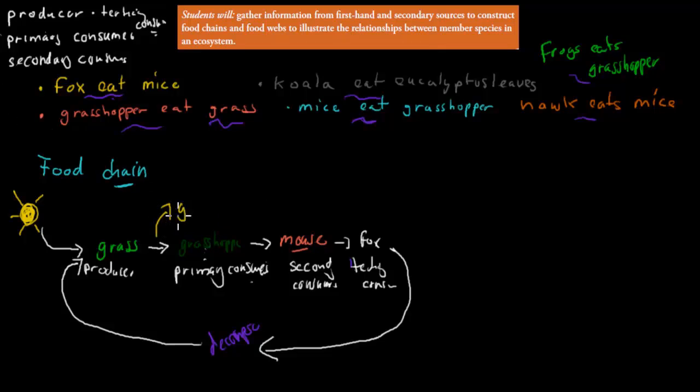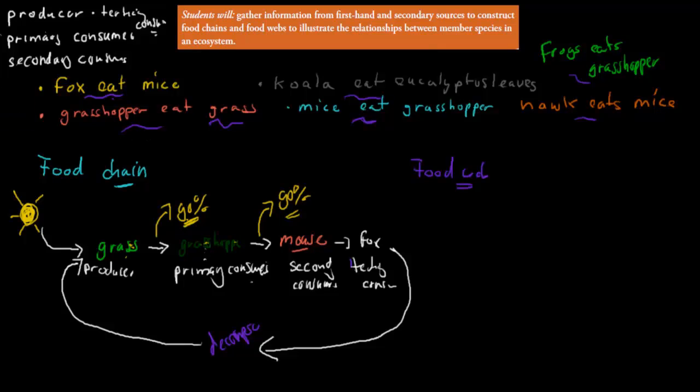90% of the energy from the grass is lost before it goes to the grasshopper, because the grass has to be able to reproduce and grow, etc. Same when the energy goes from the grasshopper to the mouse. Only 10% is transferred, 90% is lost, and that goes on all the way to the end. And that's a food chain. And a food web is similar, but it's more realistic, and it shows all the different types of interactions.